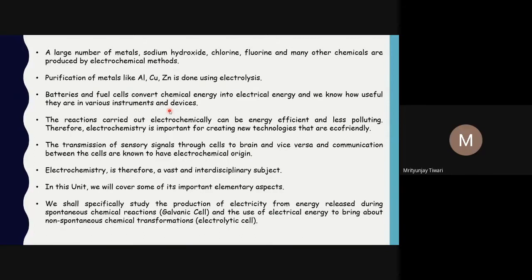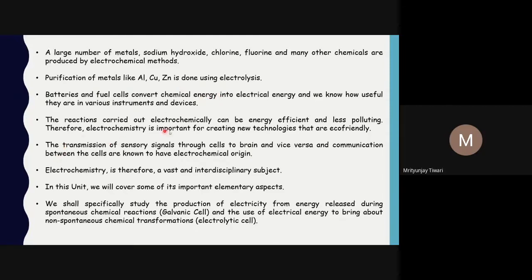As I said, the mobile phones, you can see how important they are for you now. The laptops and many other devices run on this, and even electrical vehicles are now coming. So electrical vehicles also use batteries or fuel cells.